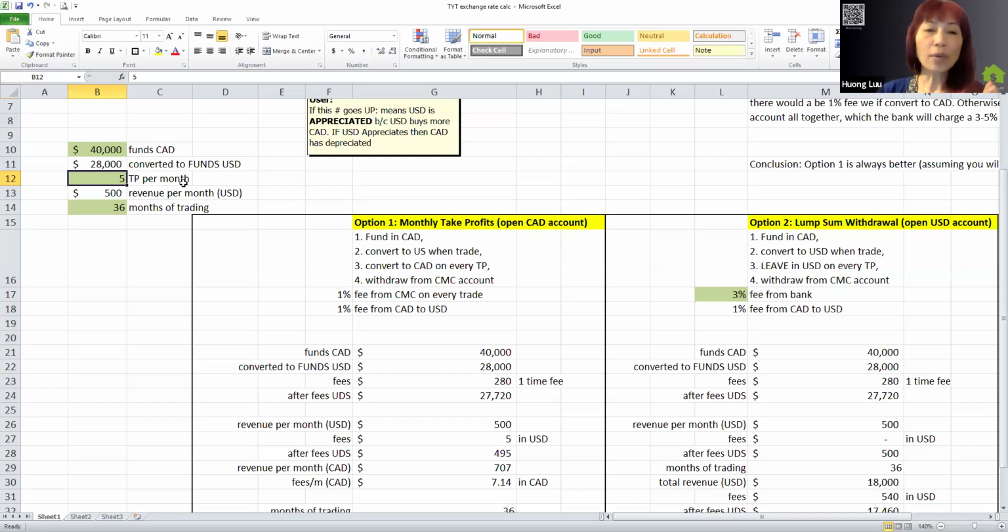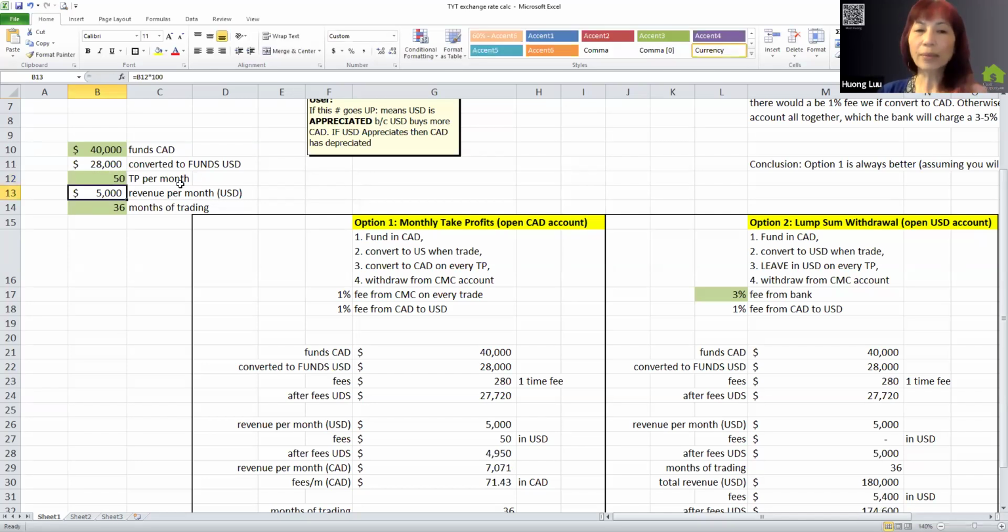Okay. So now with every take profit, I'm going to make about $100. So with 5 take profits, I'm going to make $500. If I increase this to the 50, well, then I'm going to make $5,000. Okay. It's a direct correlation with the $100 of take profit that I'm going to be making. And I've put in here a 36-month trading time frame because I wanted to see, okay, well, does it make a difference if I trade for 1 year or 3 years or 10 years in terms of the fees?